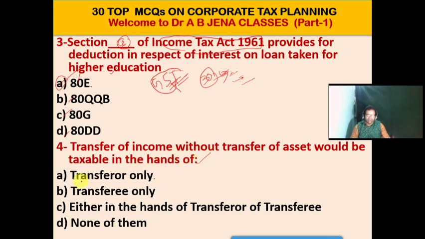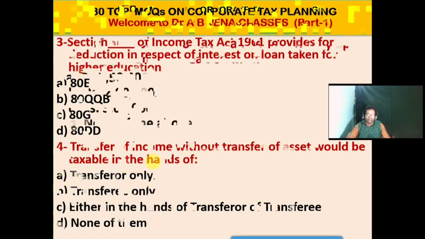Next MCQ: transfer of income without transfer of assets would be taxable in the hands of whom? A, transferor only; B, transferee only; C, either the transferor or transferee; D, none of them. Friends, A is the right option for this MCQ. Transfer of income without transfer of assets would be taxable in the hands of the transferor only.